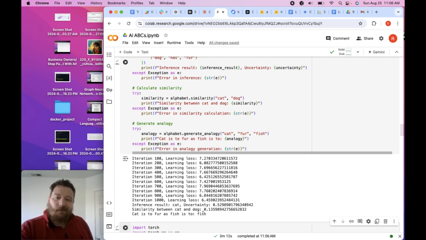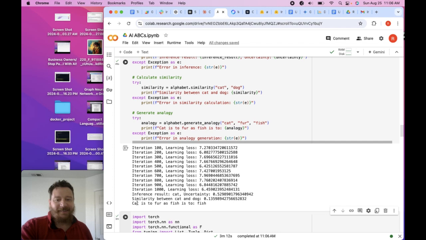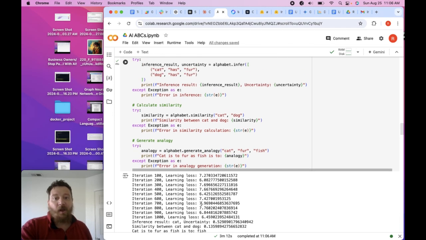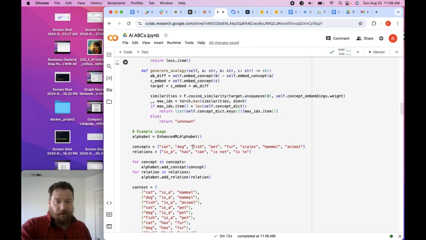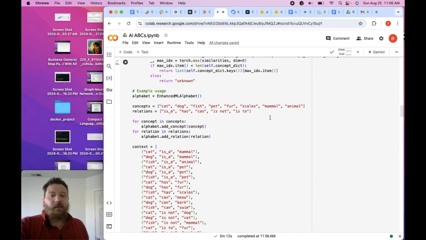Similarity between cat and dog is the only one that it gets kind of right. It's saying there's not a similarity between cat and dog, a really low 10% chance, which could be a lot lower. A 13% chance is still pretty high. And then cat is to fur as fish is to fish, which is pretty good, because it could choose any of these concepts: cat, dog, fish, pet, fur, scales, mammal, or animal. So it at least knows to pick fish in this instance. It's doing something within this, because if it were random chance, it would probably not just pick fish.